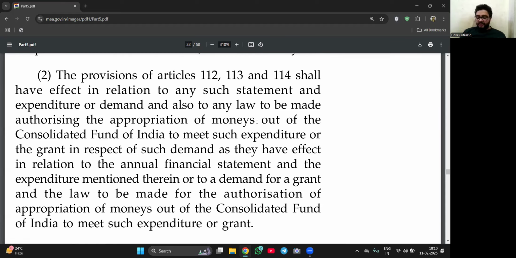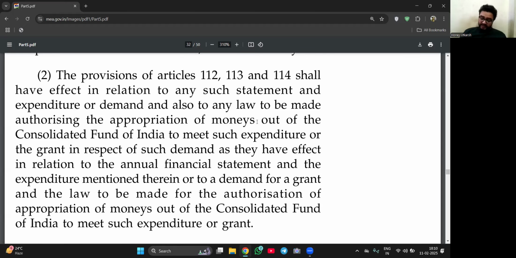The President shall present a statement of the estimated amount of the expenditure before both the House and shall present a demand for excess grant before the House of the People. The provision under Clause 1 is subject to Articles 112, 113, and 114.